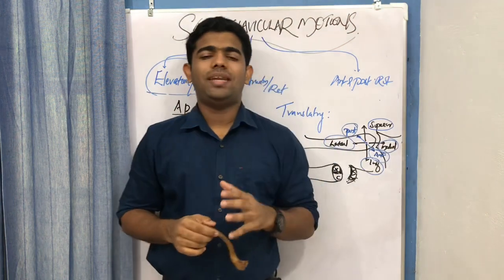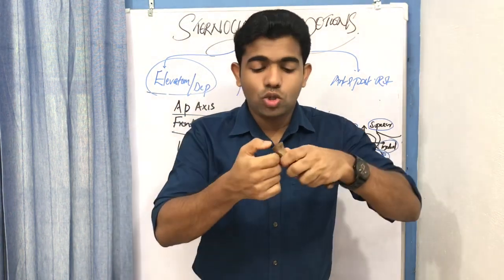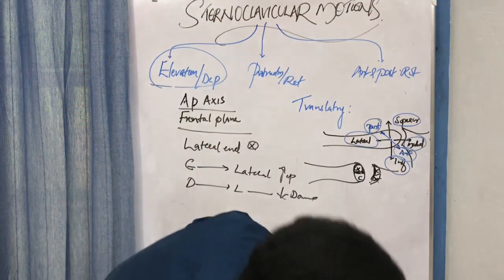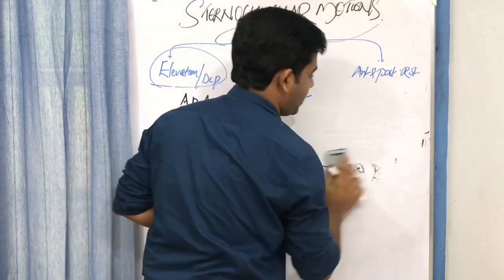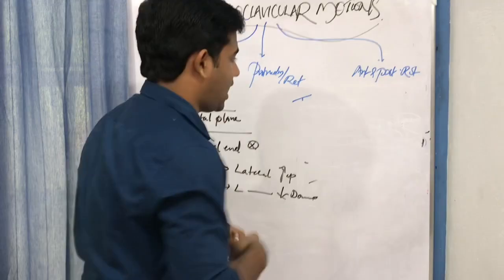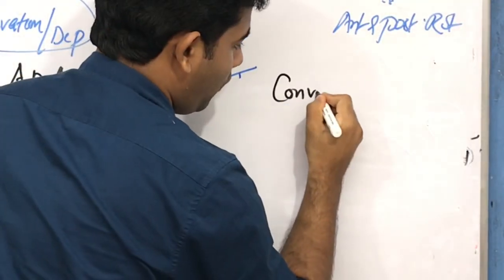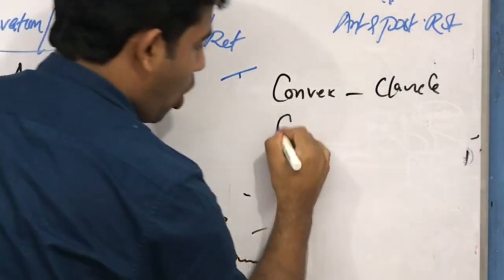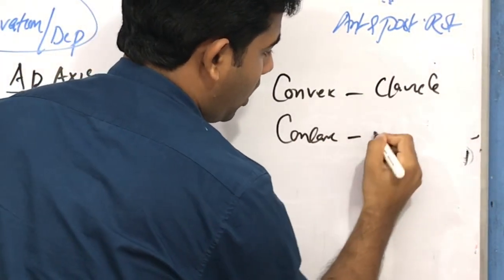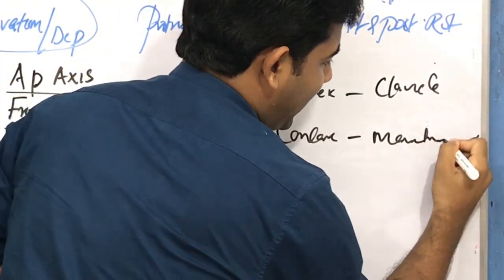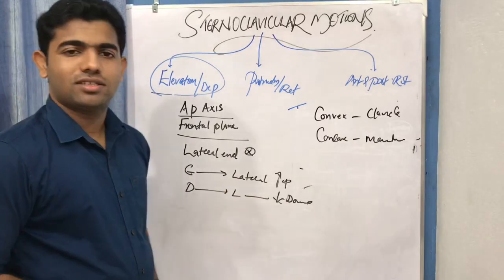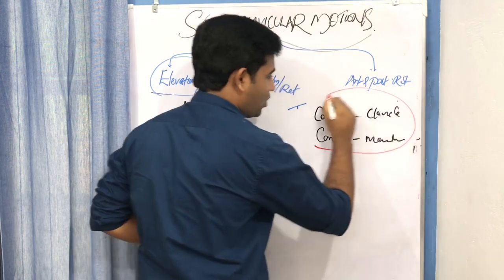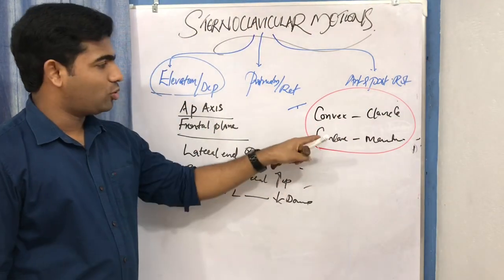So what is happening in the elevation is that this convex part of the clavicle, remember, this elevation, the convex part of the clavicle, moves on the concave manubrium. Can you tell me the peculiarities of this motion? Definitely this motion follows our convex-concave rule. Here we have to apply it.